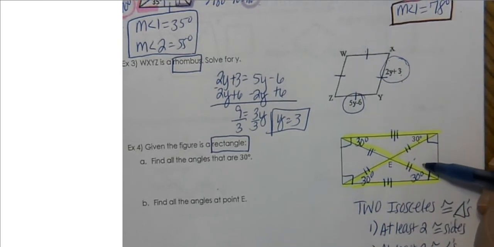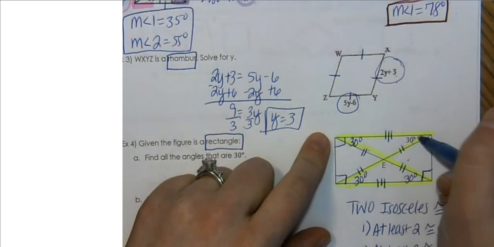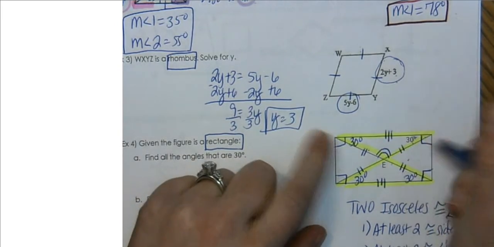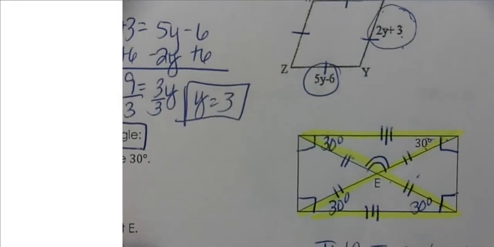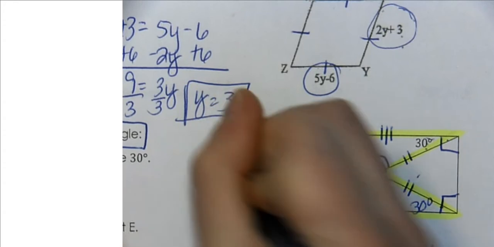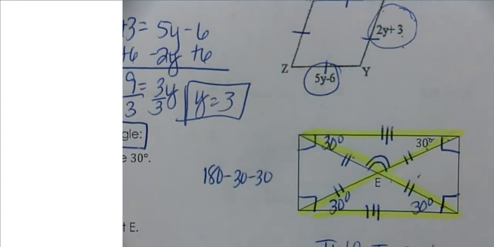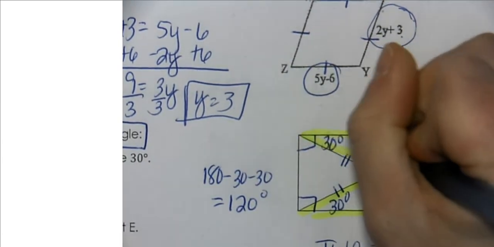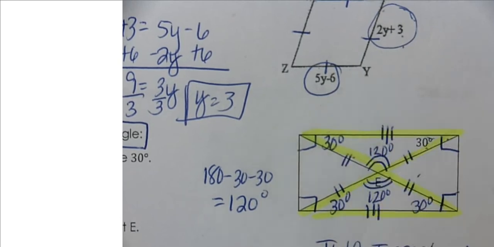Next, we want to find all of the angles at point E. So I know that in this triangle right here, I know 2 of the angles. They're 30 and 30. And so if I wanted to find what this missing angle is, all I'm going to do is use my 180-degree rule. So I'm going to take 180 minus 30 minus 30, which is equal to 120 degrees. So that makes this angle, which is a vertical angle, 120 degrees.